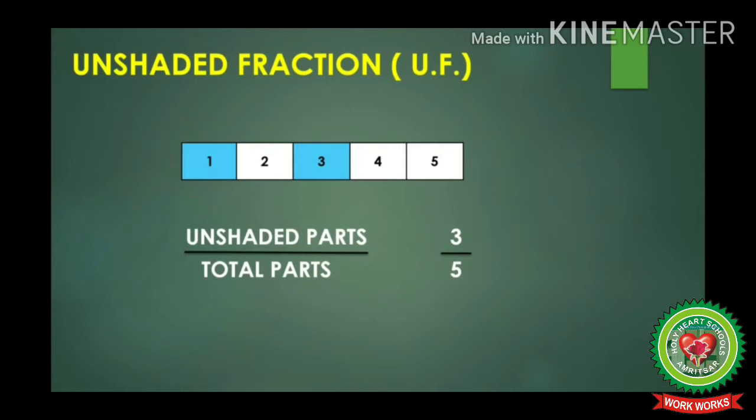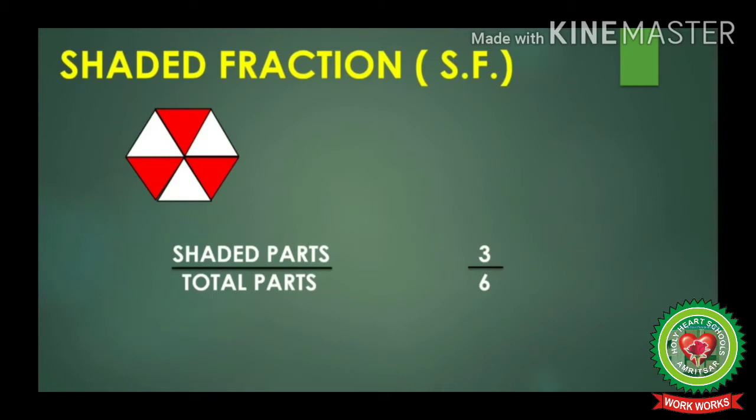Now let us see the next example, unshaded fraction. In the same figure we have to write the unshaded fraction, and in the copy you can write it as U dot F dot. Now unshaded fractions are the white ones. 3 are there, it will come above the line, and total parts are again 5. So it will come below the line. So the fraction will be 3/5.